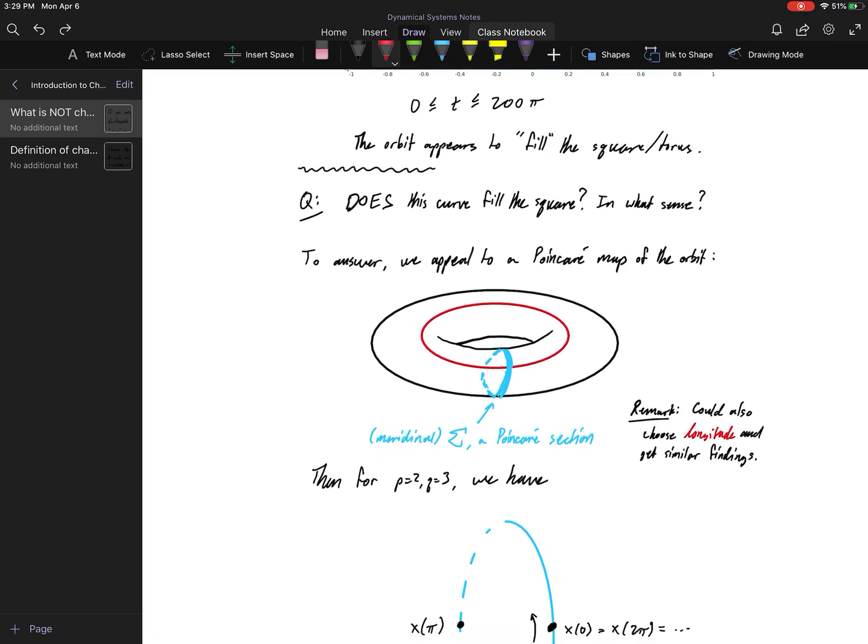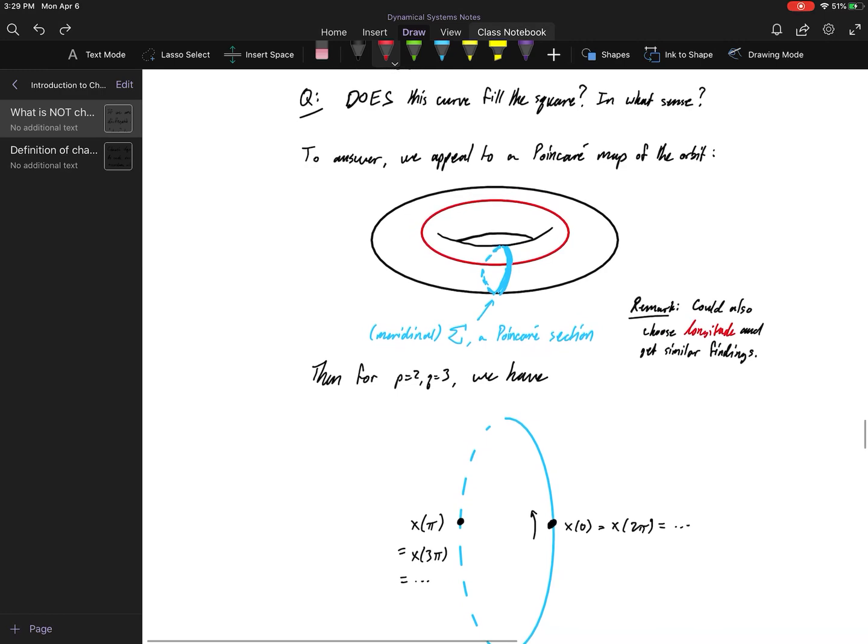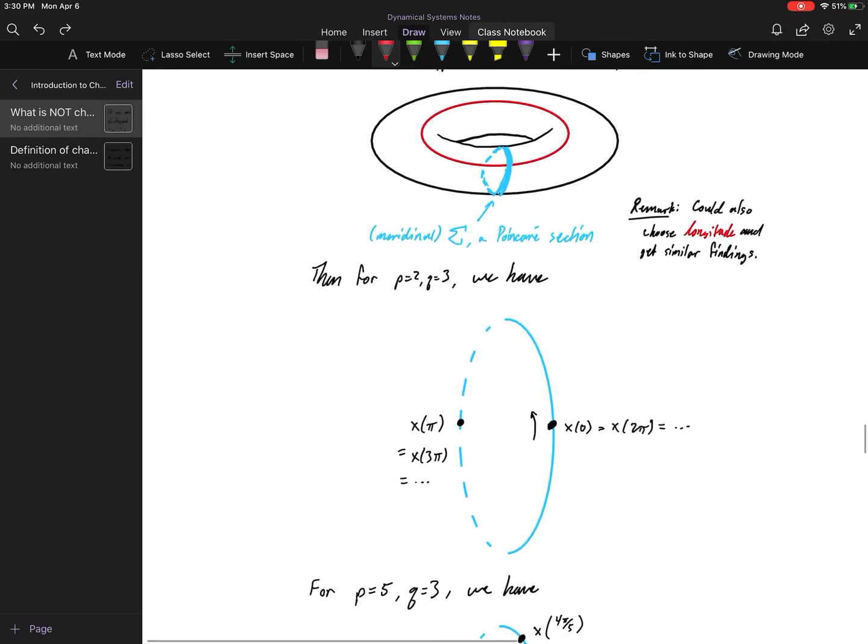And in order to understand this, we're going to start to use some tools that we've developed over the past few weeks. And here's how we're going to go about studying this one. We would like to appeal to a Poincare map of the orbits. Right, specifically a Poincare map of a particular irrational slope orbit. And the cross-section, or the Poincare section that we're going to use here, is a meridian curve. We're going to use one of these blue curves. And we're going to reimagine this question in terms of the Poincare map. So we could also use the longitude and get similar findings, but it's easier for us to visualize what's happening on the blue segment, I think.